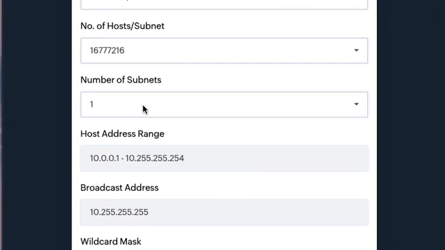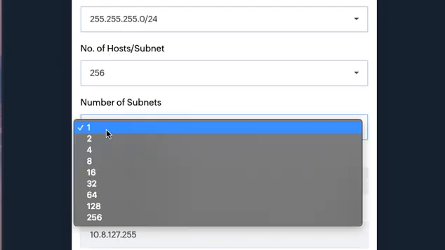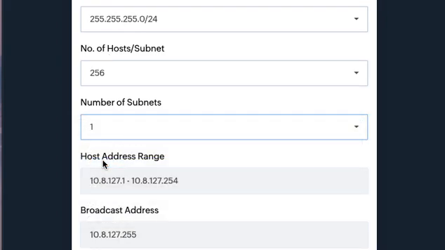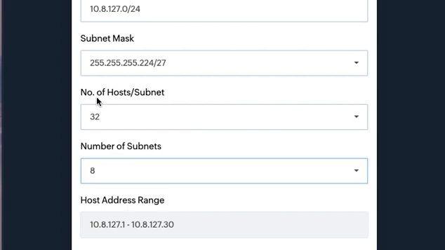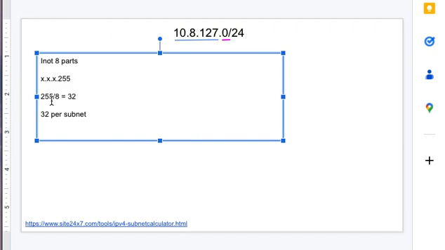How many subnets do you want? We want 8. Right, we leave those. It will calculate this itself. You want 8 subnets. 8. Now it's saying number of hosts in a subnet is 32. Same thing that we calculated here. 255 divided by 8 is 32. Okay.